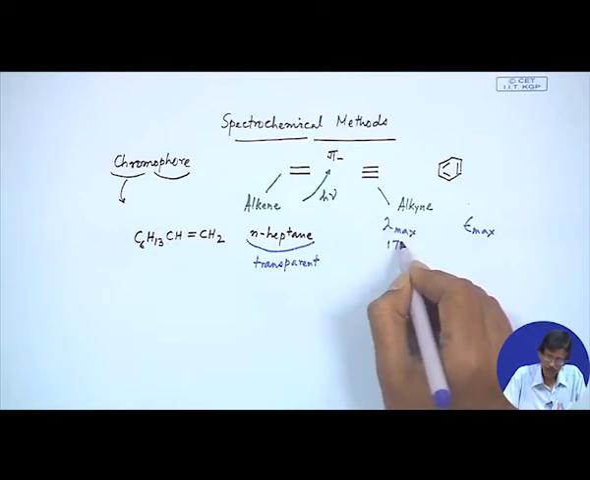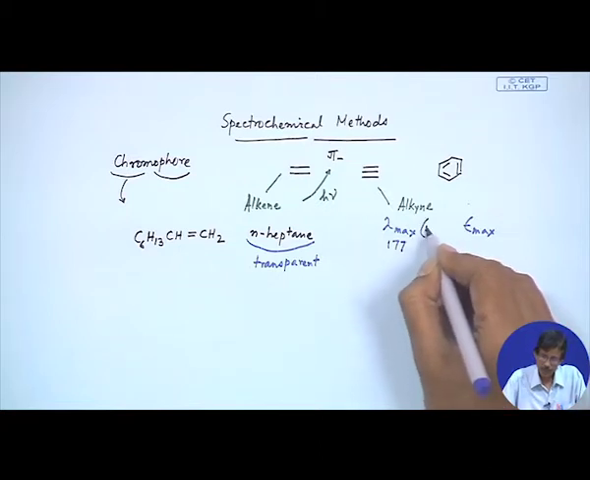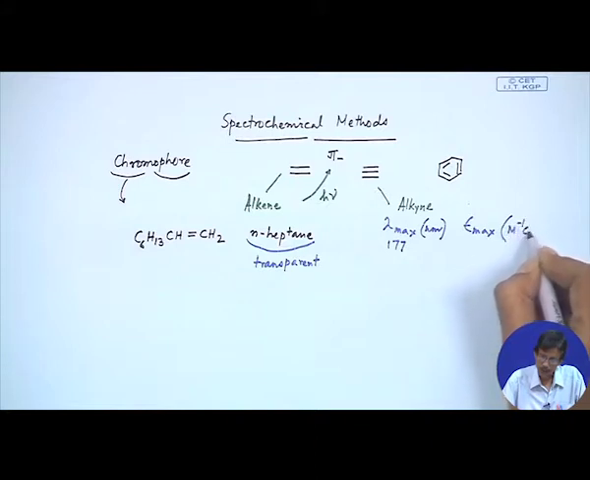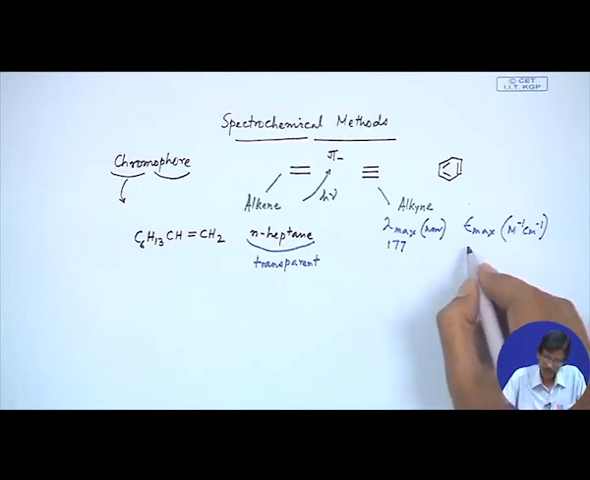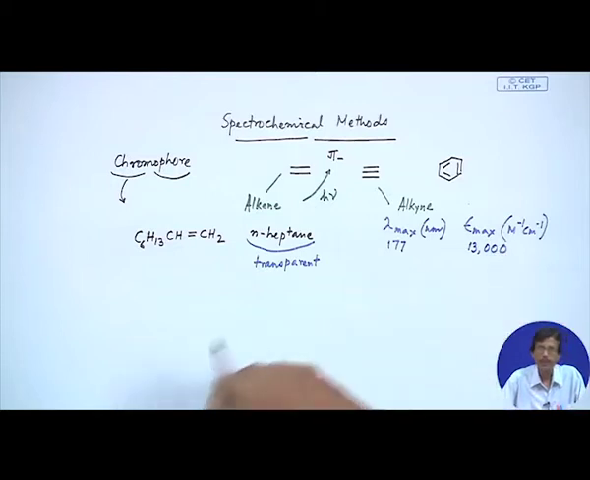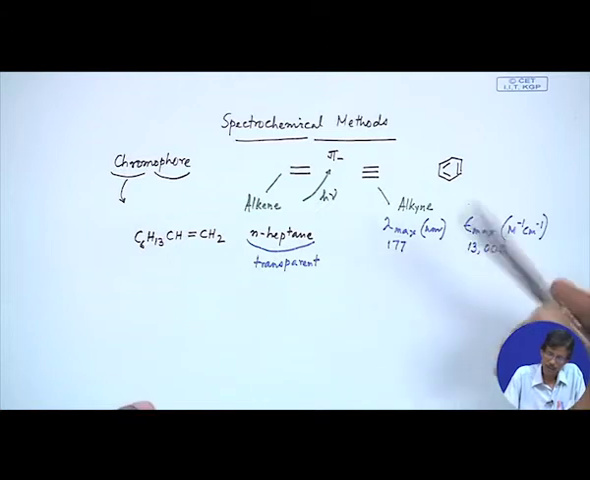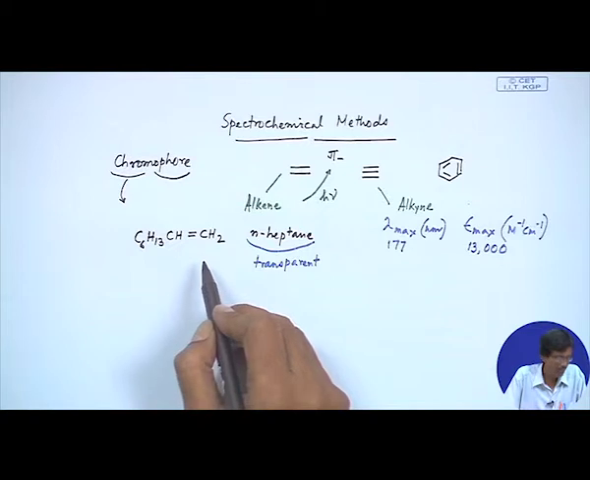by knowing its corresponding absorption as 177 nanometer. So, this is in nanometer and this is in mole inverse centimeter inverse. So, 177 and the corresponding magnitude of this epsilon, you see, is pretty high, it is 13,000. So, this 13,000 epsilon max value and the corresponding magnitude for this absorption is characteristic for this particular alkene compound.